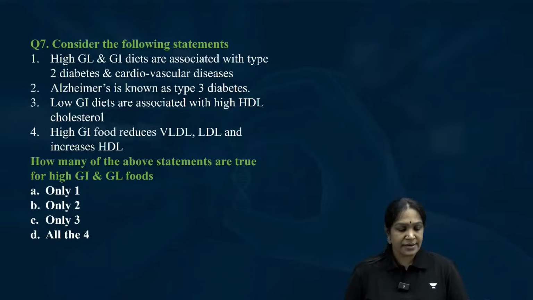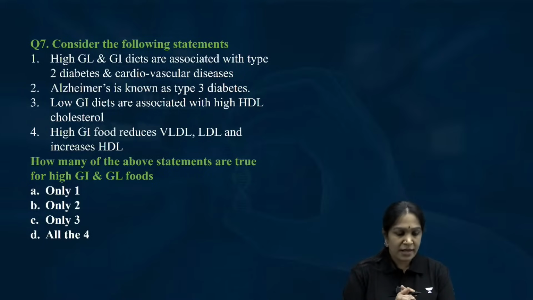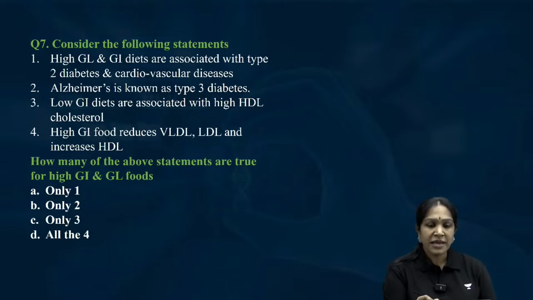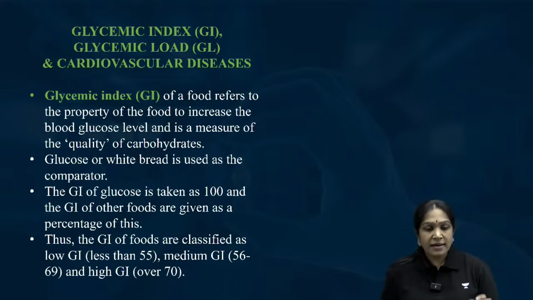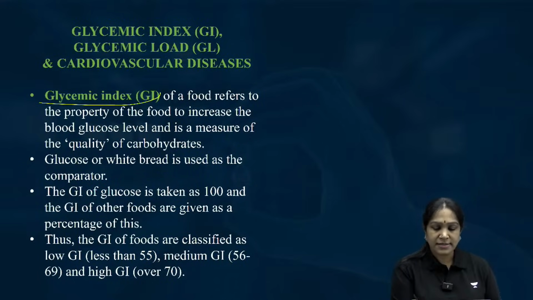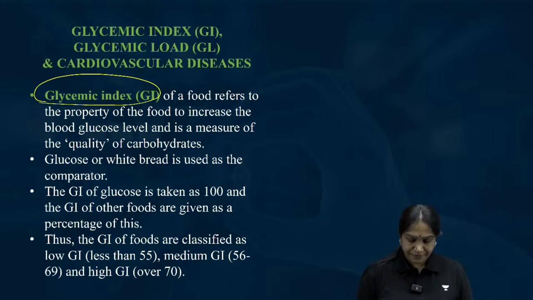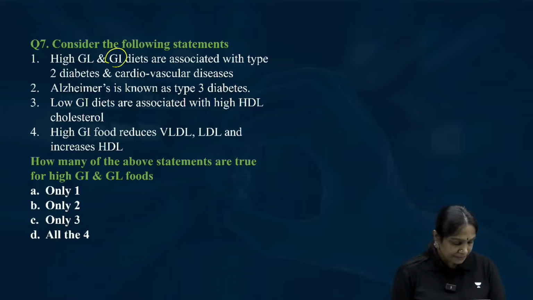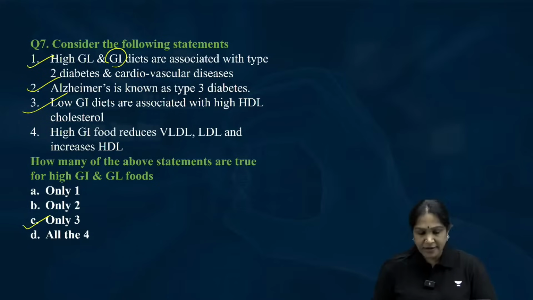Before we discuss the question, let us try to understand the core concepts in the statements. First of all, what do you mean by GI? Glycemic index. Use the word once. Glycemic index. Yes, the answer is C. 3 statements, 1, 2, 3 are correct.